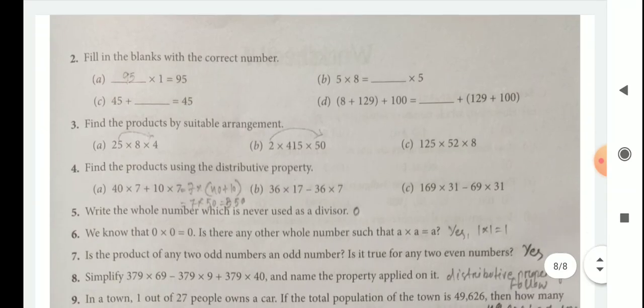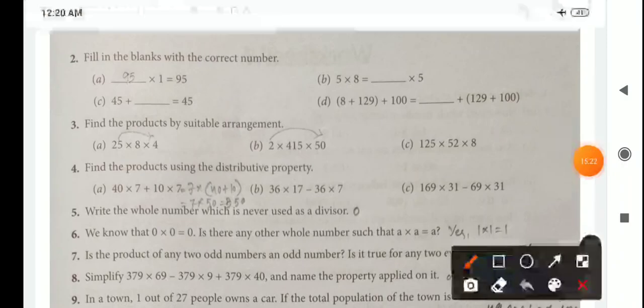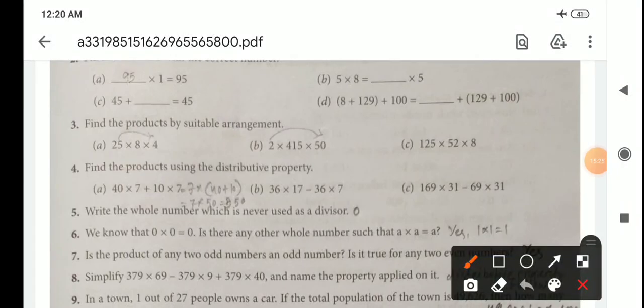2 number, fill in the blanks with the correct number. Very easy. 95 multiply 1 equal to 95. Then 5 multiply it equal to this multiply 5. Here we write 8. Okay.